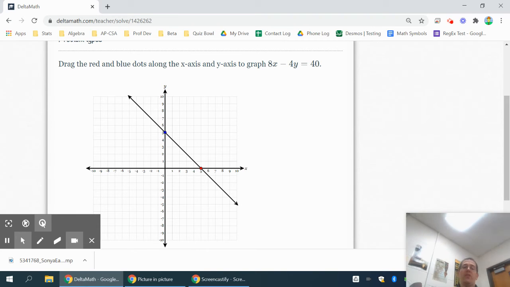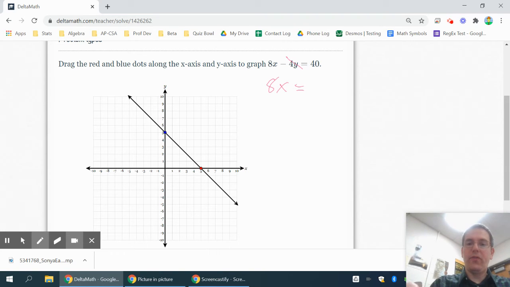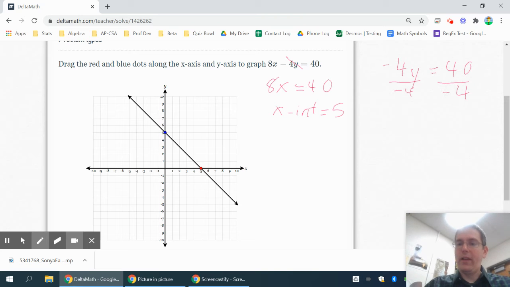Okay, this next section, most of these problems have an x and a y, so that means it's going to touch both axes. To find the x-intercept, I basically know y will be 0, so that's gone. That leaves me with 8x equals 40. So my x-intercept value after I divide by 8 is 5. So that's how I can find the x-intercept. To find the y-intercept, any point on the y-axis, x will be 0. So get rid of the x term, and I have 4y equals 40. So after dividing by negative 4, I have a y-intercept of negative 10.